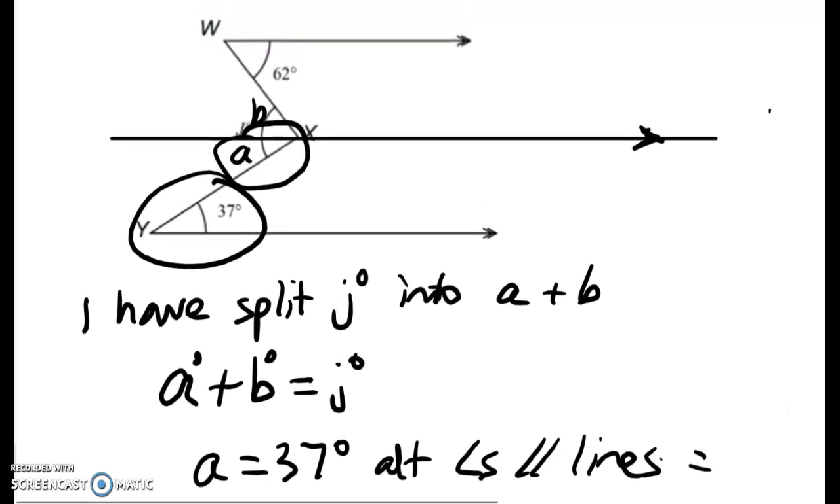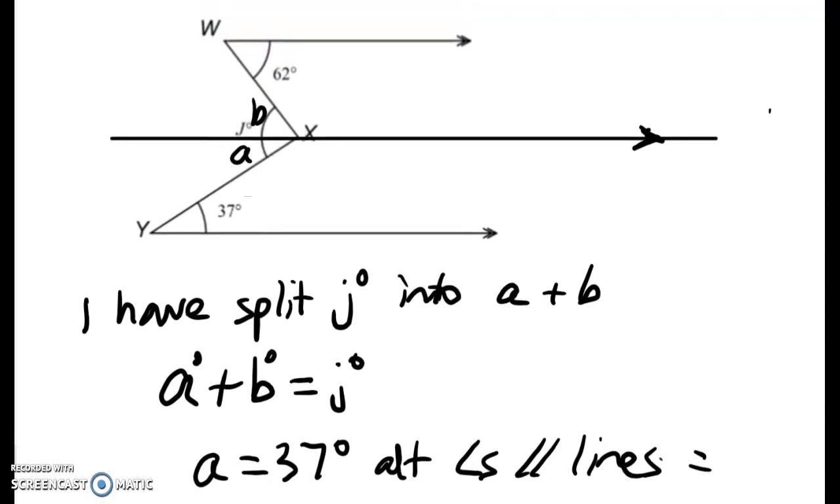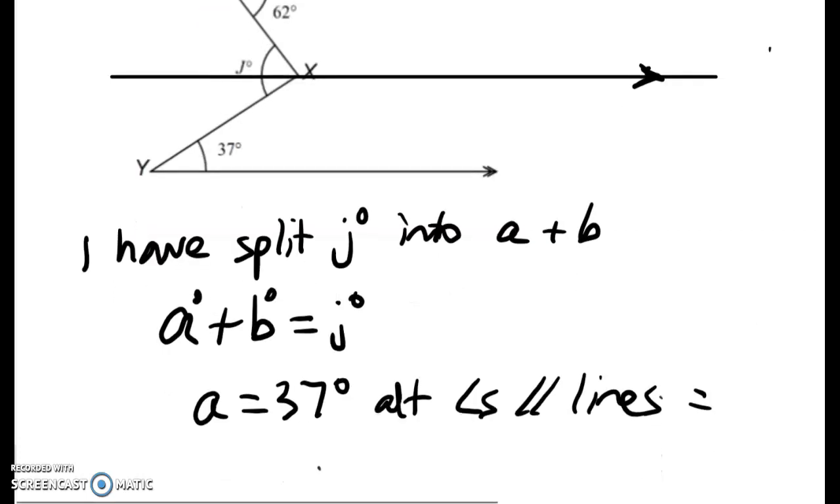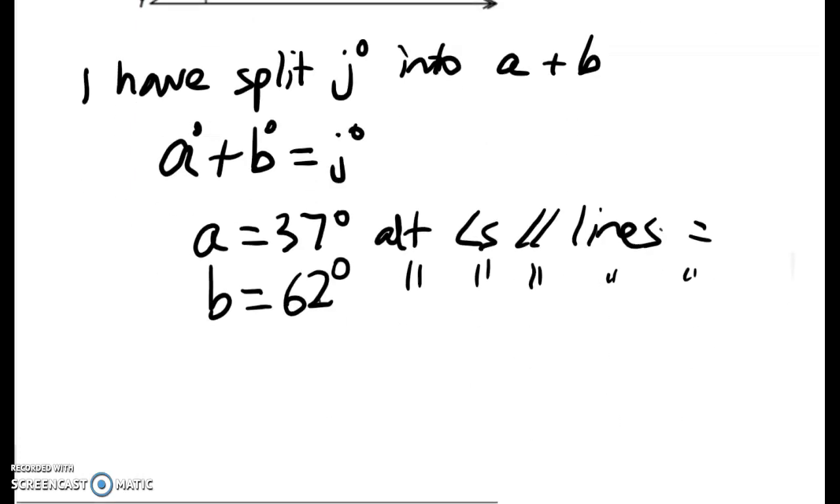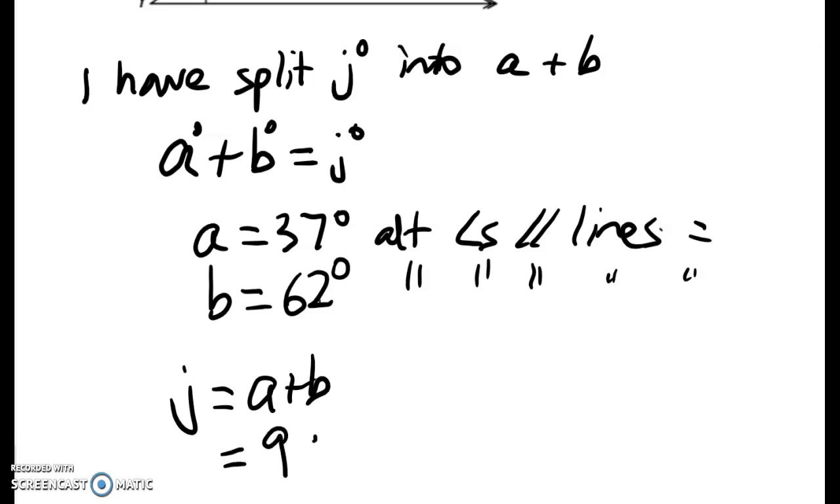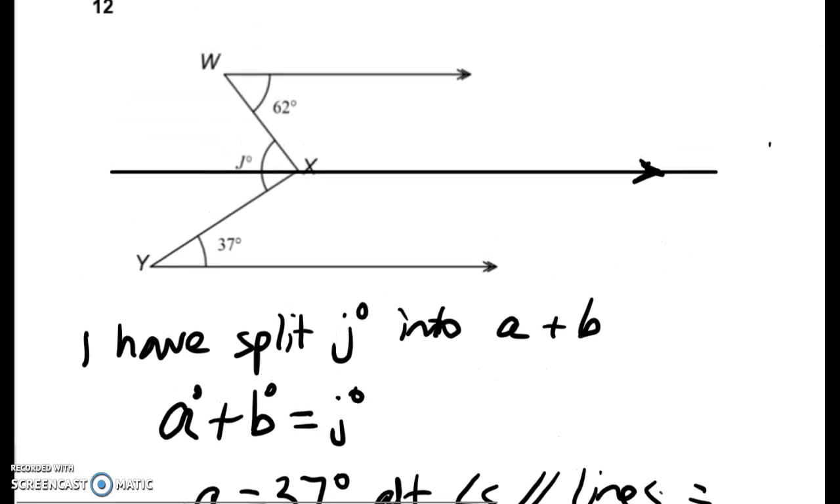And look what we've got up here. Here's B. These are alternate angles. Let's take off that big mess. Right. So B must equal 62, because alternate angles, parallel lines, are equal. But we know that J is just A plus B, so J must equal 99 degrees. So there you go. And that's full reasoning for that problem, right?